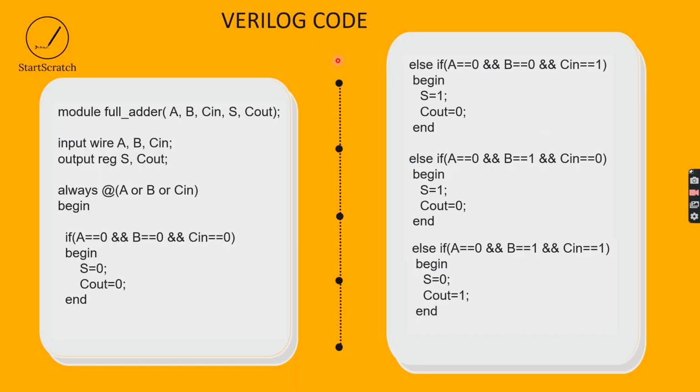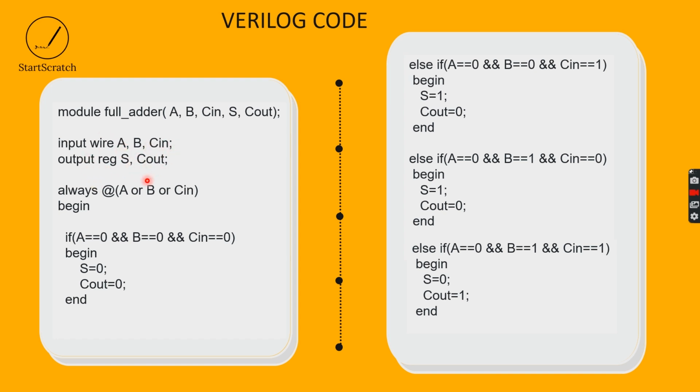Now in the Verilog code, let's move line by line. In the first line you will be seeing the full adder and the port list. Here full adder is the module name and in the port list I have given, randomly, A, B and C in as the inputs and S and C out as the outputs. Here you can see I declared it. And coming to the inputs, I declared them as wire and the outputs I declared as reg.